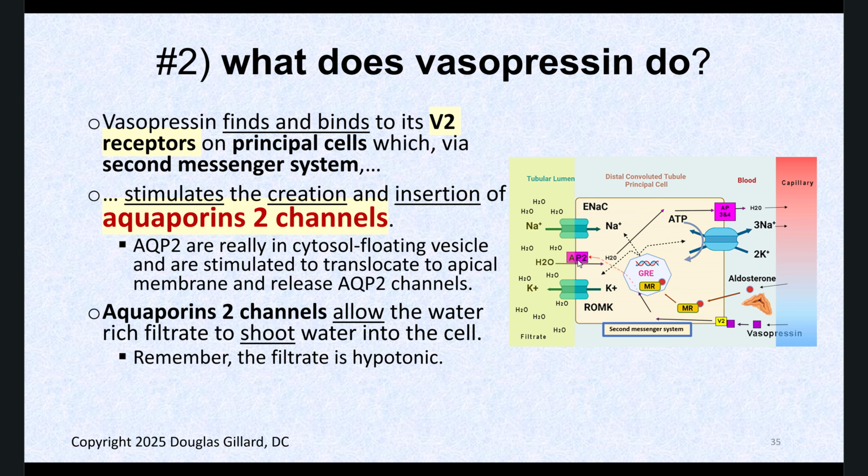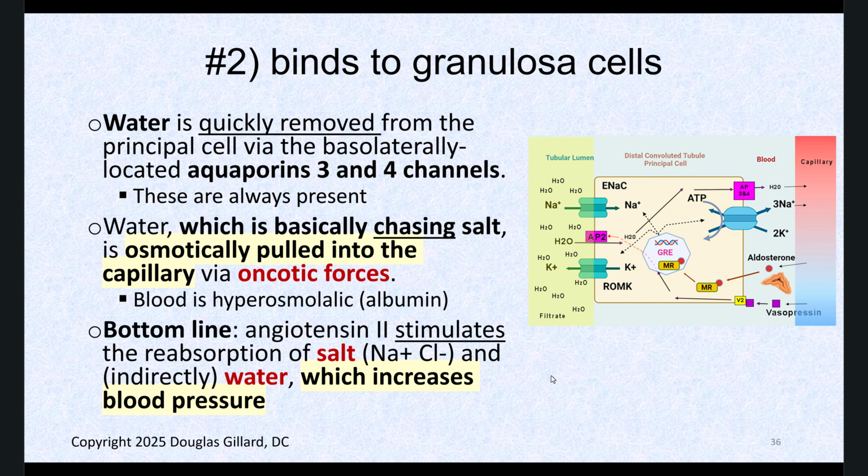So if I open an aquaporin channel, there's plenty of water inside the cell, but there's tons of water molecules out here. So water molecules will go down their concentration gradient, and then there are aquaporin 3 and aquaporin 4 channels in the basolateral surface, so water zips right on through. Great, wonderful. That's the story with that. So water is basically chasing salt. It's being osmotically pulled down a concentration gradient.